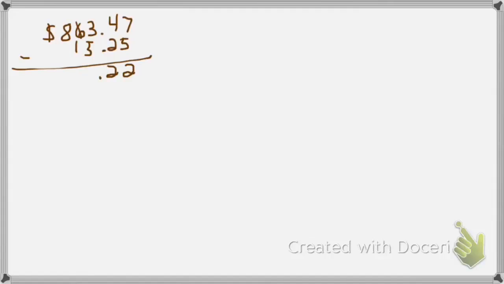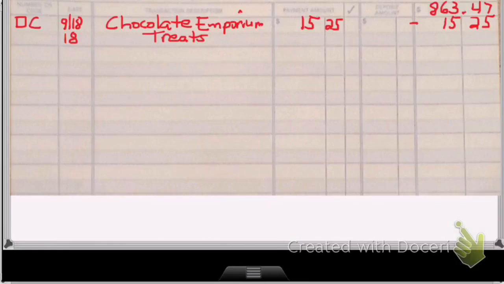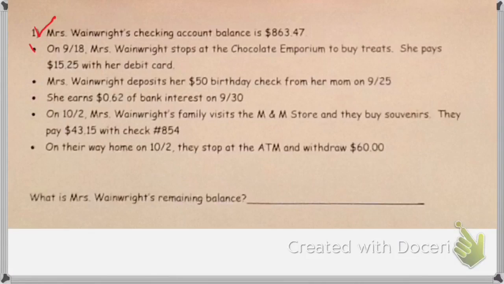3 minus 5, I can't do it, so I cross out the 6 and make it a 5, and this becomes a 13. 13 minus 5 is 8. 5 minus 1 is 4. 8 minus nothing is 8, and put my $ sign. So my current balance is $848.22, and I'll put that back into the gray box. $848.22. Notice I'm lining up all of my digits. Okay, I finished my first transaction, so I will check it off so I know that I am up to my next transaction, which is right here.